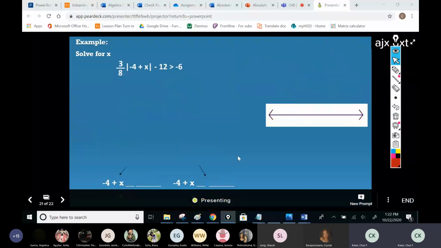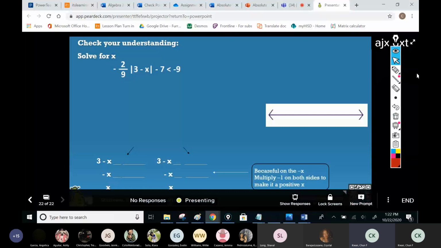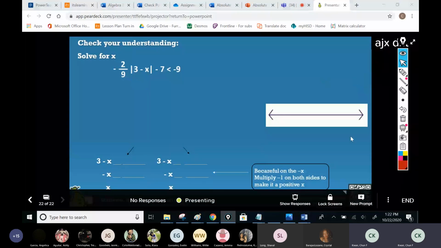All right, last problem. Give this a try. Go to periodic and work on this problem. This one is a little tricky at the very end, so be very careful at the very, very last step.